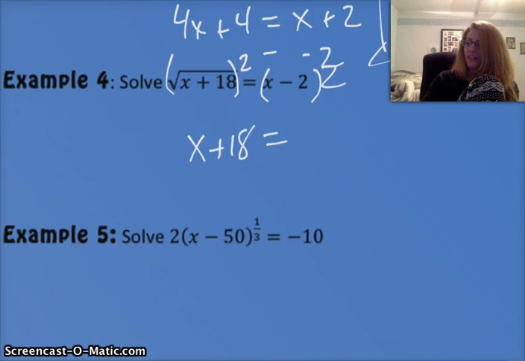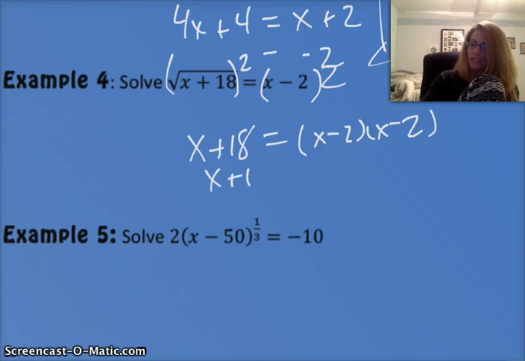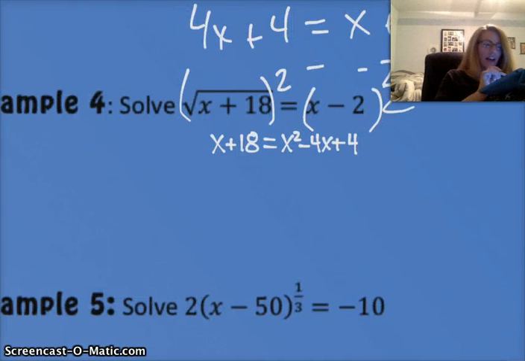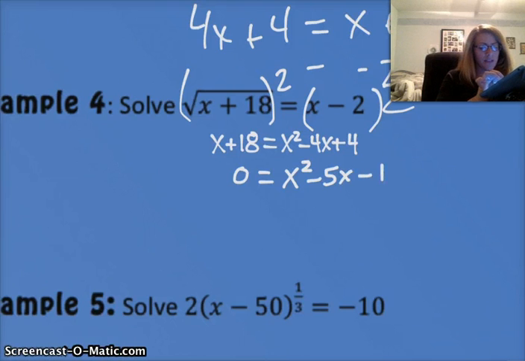You have to FOIL, right? Because that's x minus 2 times x minus 2. So you get x plus 18 equals x squared first, outer minus 2x, so minus 4x plus 4. And then we can continue to solve for x. Bring everything over to one side because it's a quadratic, so we're going to have to factor or use the quadratic formula. If I subtract x, I have 0 equals x squared, and I have negative 4x minus 1x, so that's minus 5x. And 4 minus 18 is negative 14.